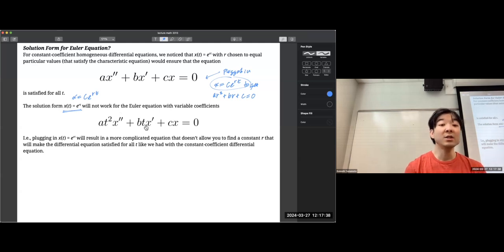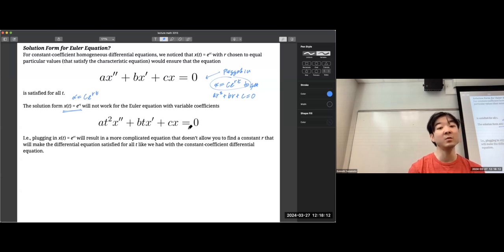But the issue is that this is multiplied by t. So this term will be like t e to the r t, this will be t squared e to the r t, and this will be just e to the r t by itself. That won't have hope of canceling each other. The one up here was okay because each term would be e to the r t with some constant multiplied to it, and then we just had to figure out what constants would force this solution form to satisfy the differential equation.